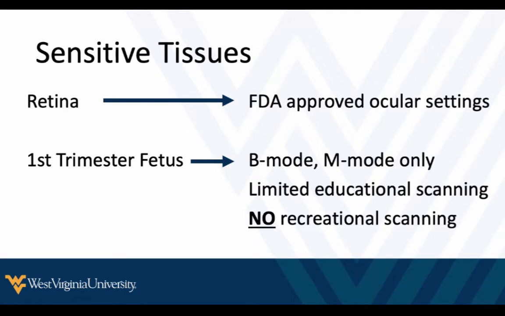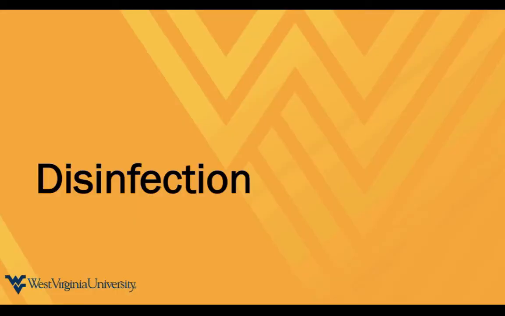We want to use the lowest energy modes, so B mode and M mode are very low energy ultrasound modes, so that's what we want to use when we're doing first trimester fetus evaluation. We do need to do educational scanning, and that's perfectly okay, but we don't want to overdo it. We don't want to go crazy about it and just have people going willy-nilly for hours on a first trimester fetus. And there are good recommendations not to be doing recreational scanning. People having their home ultrasound machine and looking at their baby every hour, every day is certainly not recommended. That's really it for safety.